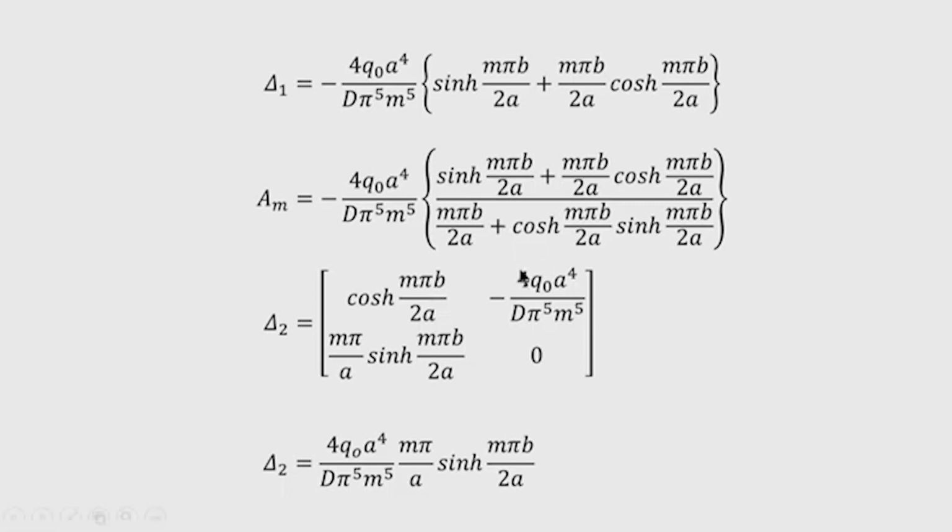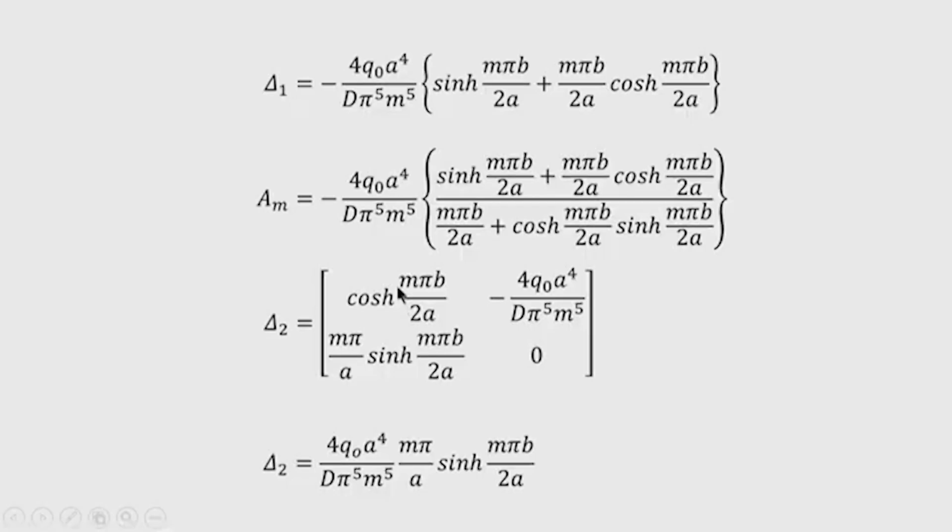So, in the place where d m appears, that is the second place, the non-homogeneous term in the first equation is minus 4 q naught a to the power 4 divided by d pi to the power 5 m to the power 5. I mean, the terms on the right hand side are put here, and in the second equation it is found from the slope condition. That means the forcing function, which was constant, does not appear in the slope equation. So, therefore, this term is 0 here and it is appearing in the second column, second row.